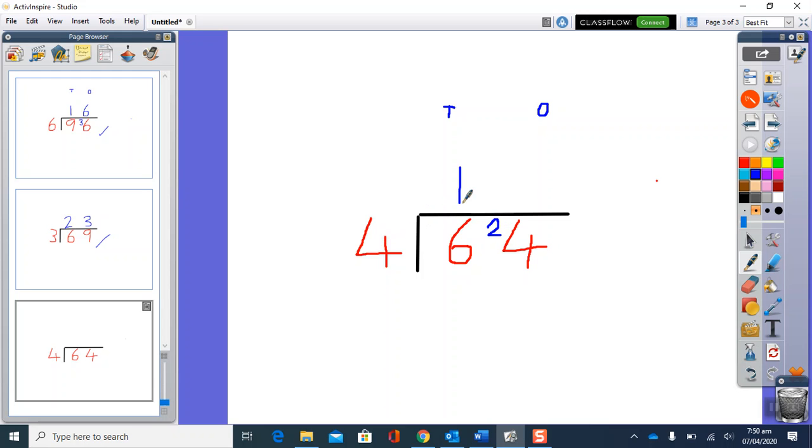So now I'm going to do 4's into 24. I'll count up in my 4 times table, and hopefully this will be clean and there won't be any remainder. So 4, 8, 12, 16, 20, 24. So that's 6 again.